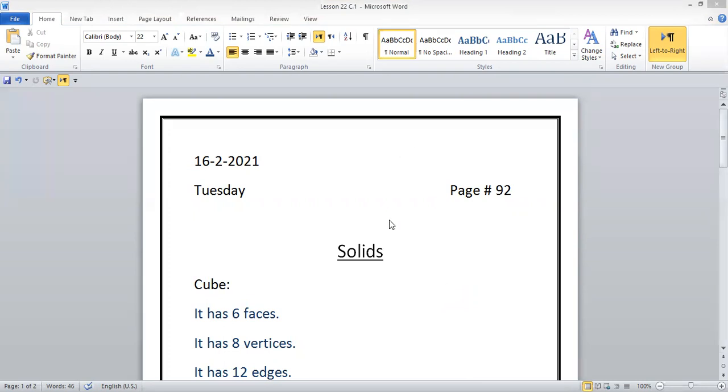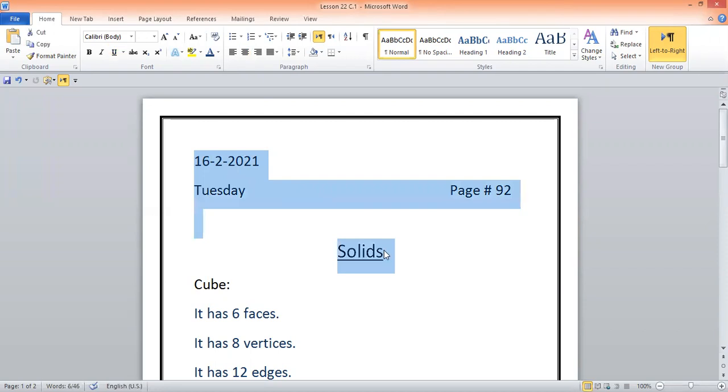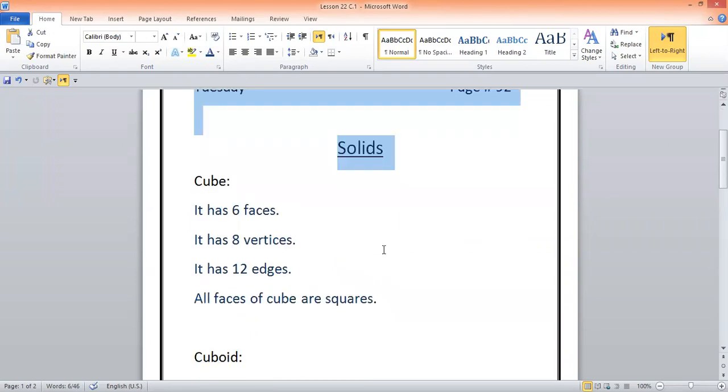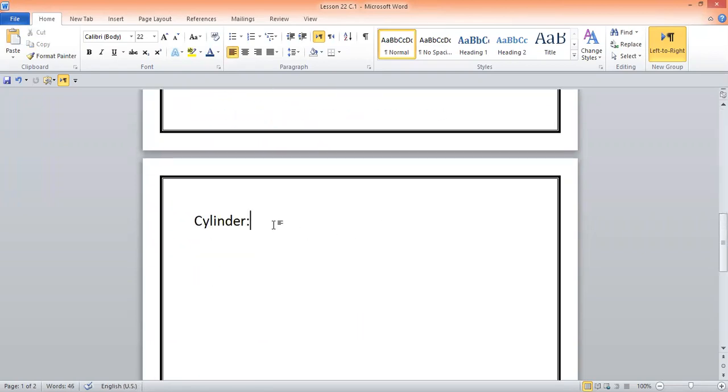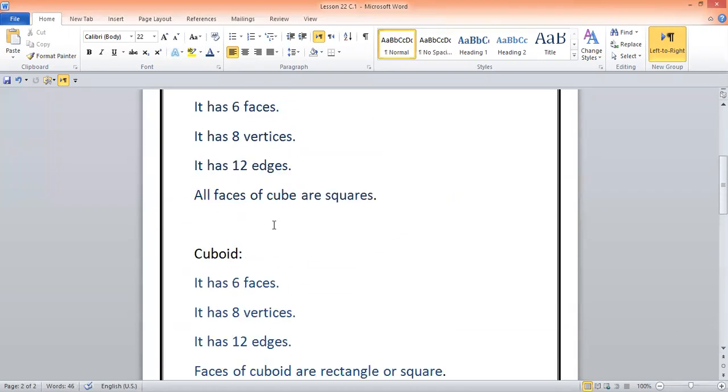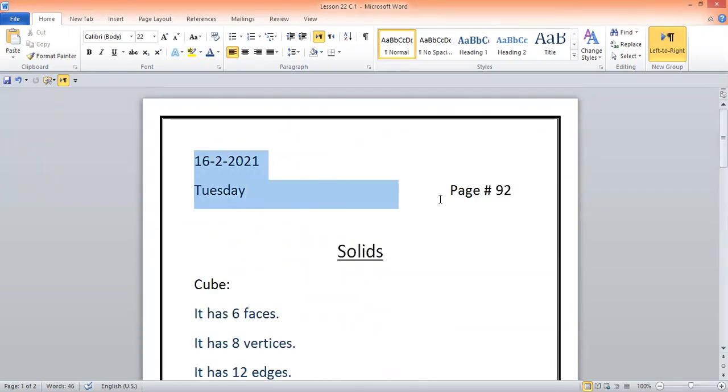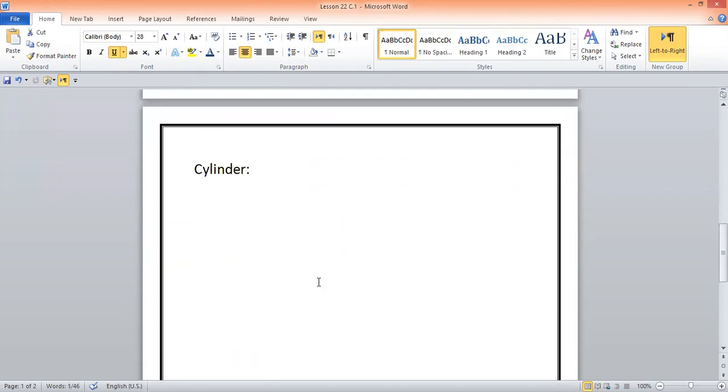Now, on the top of the page, write the date, day, page number, and the heading, solids. Then there will be a side heading, that is cylinder. You are going to write about cylinder.